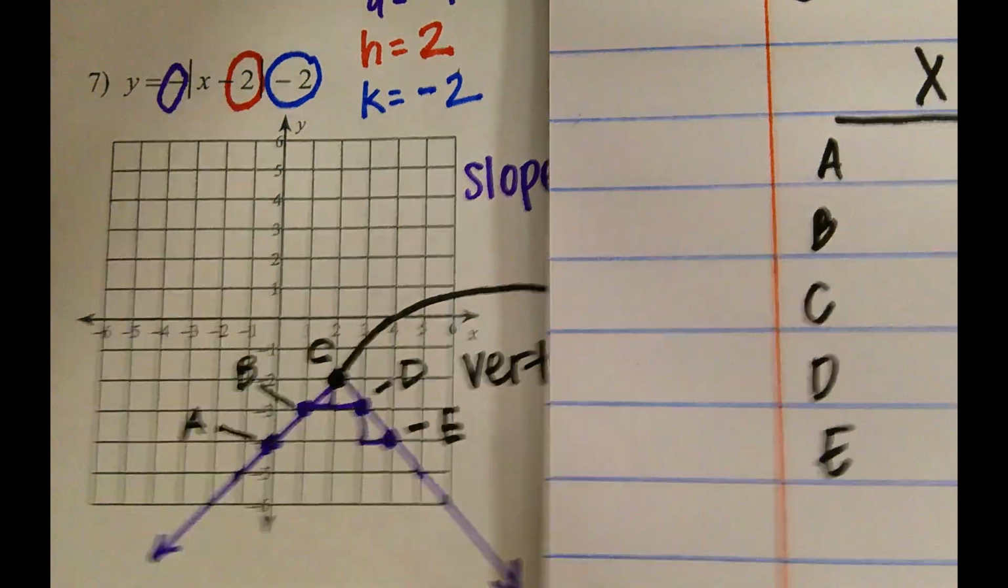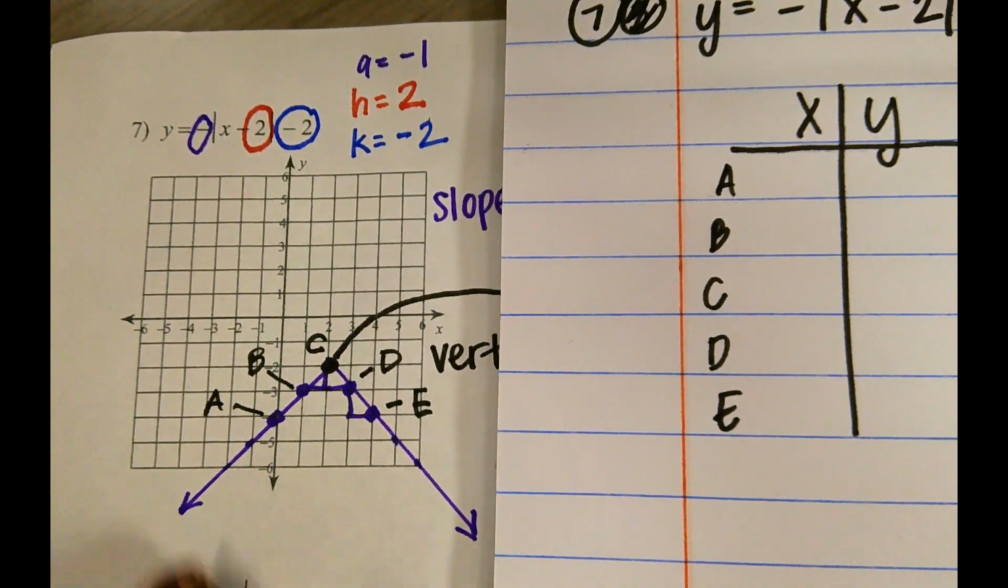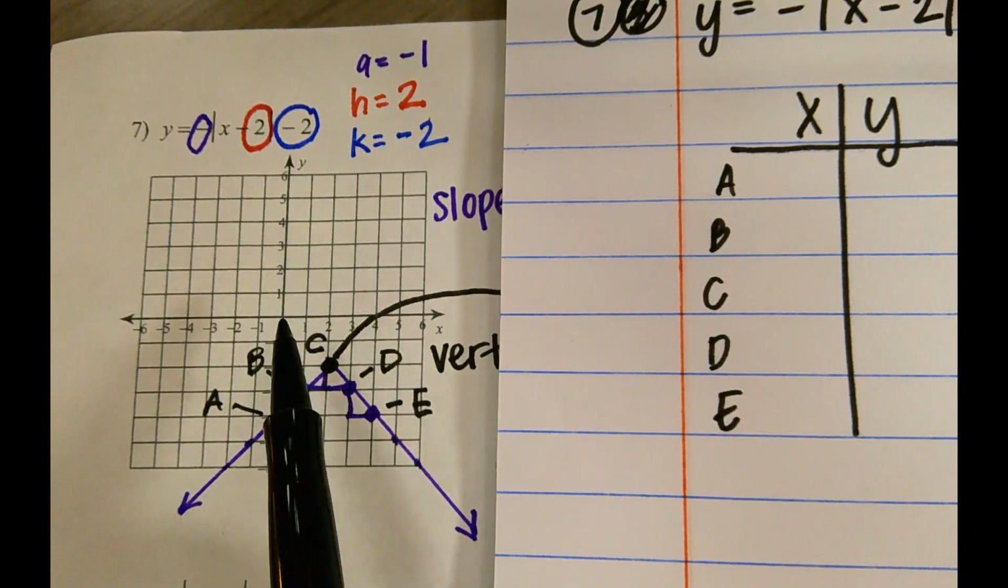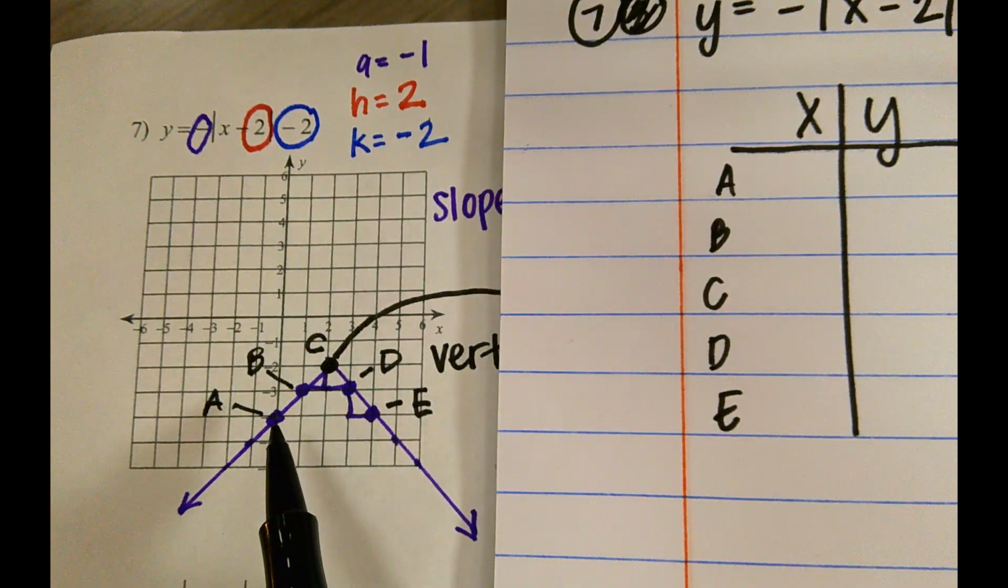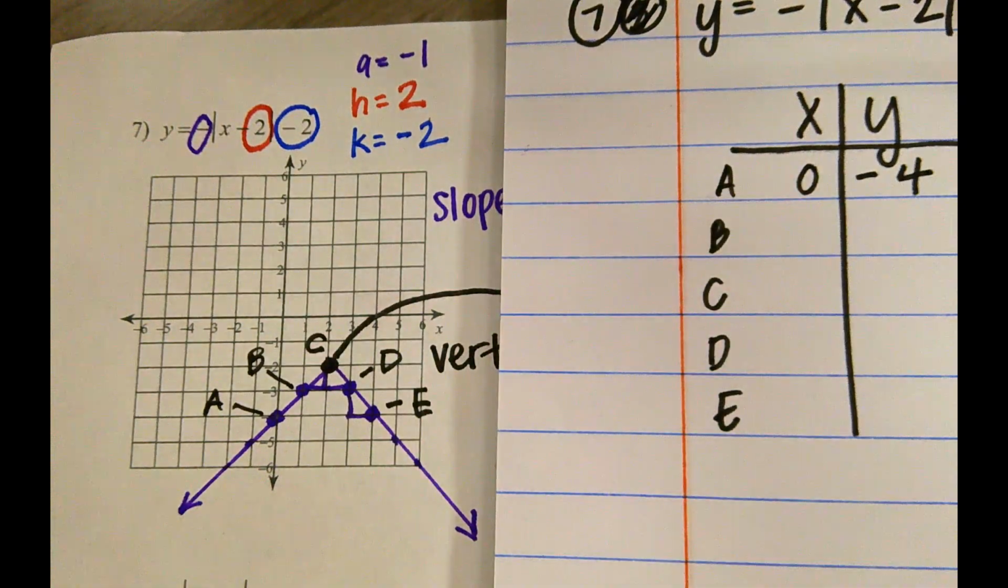All right. Somebody, by raising your hand, tell me what would I name point A? Go ahead, Titania. What's A? 0, -4. 0 for X. Yeah, -4 for Y. Good. That's A. Okay. Now somebody else.